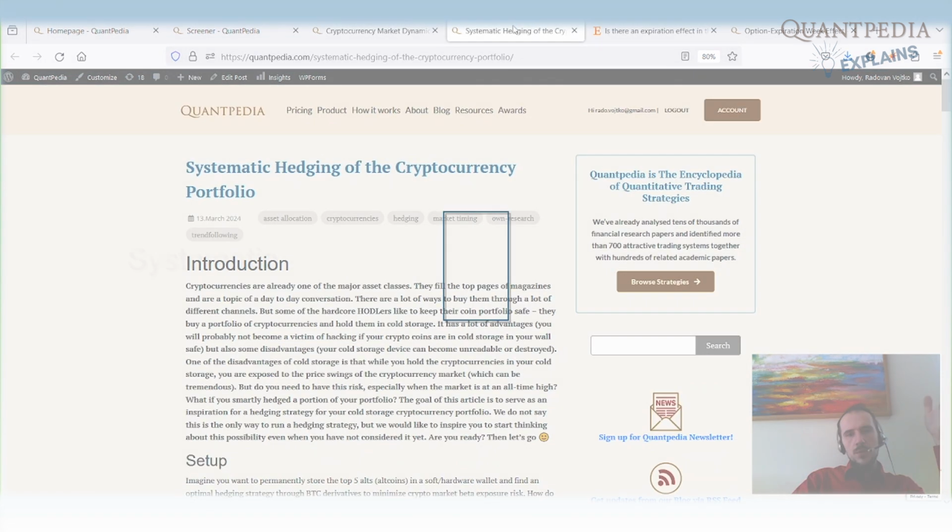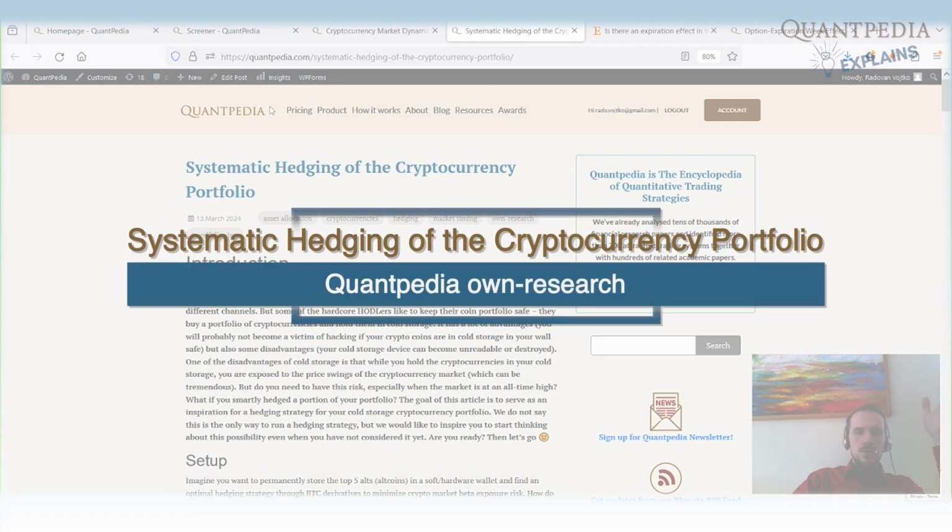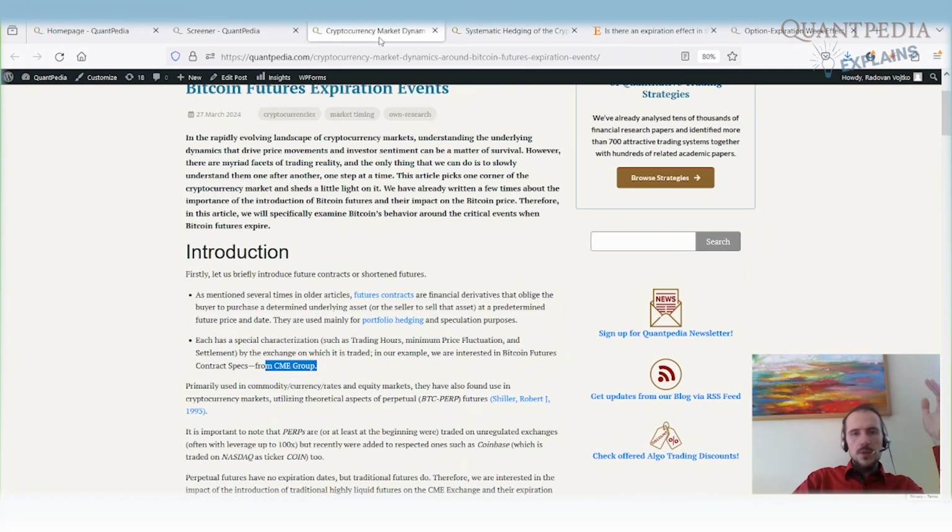If you are interested in portfolio hedging, how to hedge the cryptocurrencies, we already have an article about that, but right now we are not discussing the hedging. We will discuss how we can use the information about the Bitcoin futures that are traded on regulated exchanges to actually speculate and build some interesting trading strategy.